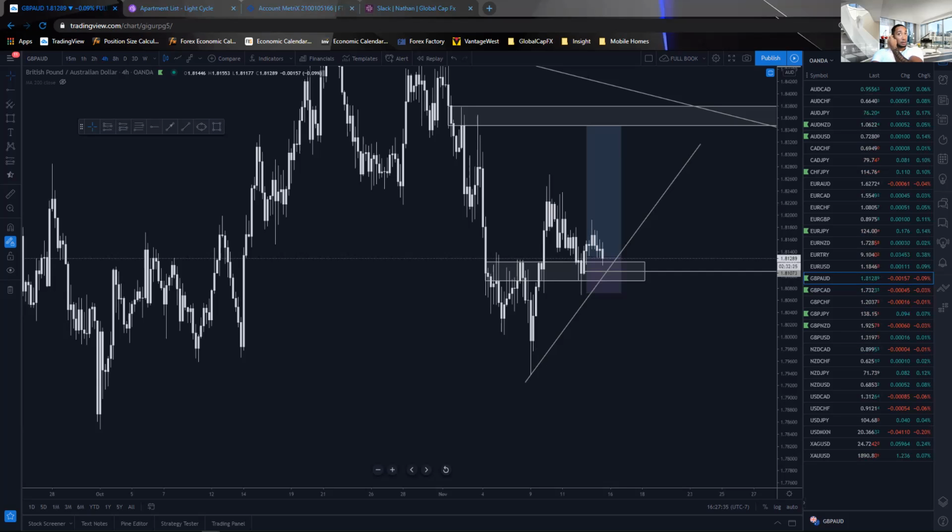So I'm paying attention to that because, again, everything before that were wicks, but you had a strong blue candle right here, and then the other one completely rejected it and brought you back into the zone. So I'm paying attention to that as well. So you're saying you're looking for the price to break above instead of looking out.